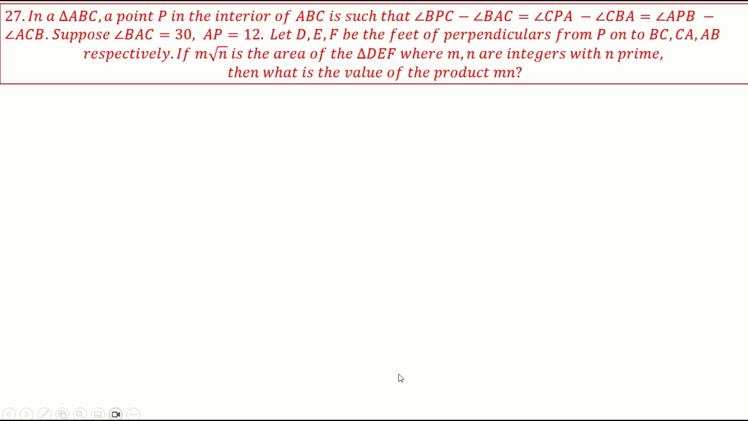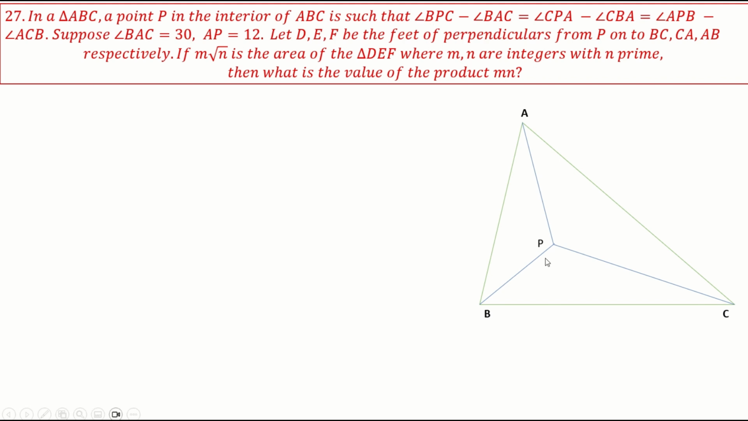Problem 27. This is one very beautiful geometry problem. I think whether you solve it in Olympiad or not, you should solve this problem after that. A very, very interesting problem. In a triangle ABC, a point P in the interior of ABC. This is the triangle ABC. P is any point in the interior. First, we'll understand the problem. Then it's very easy to solve it.